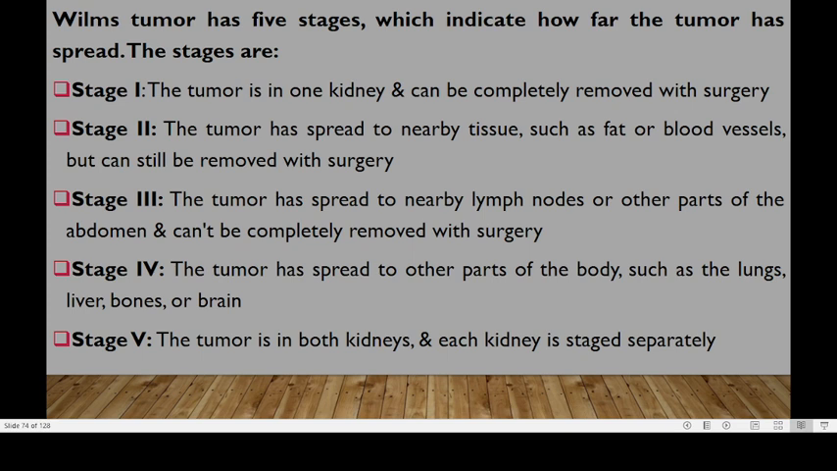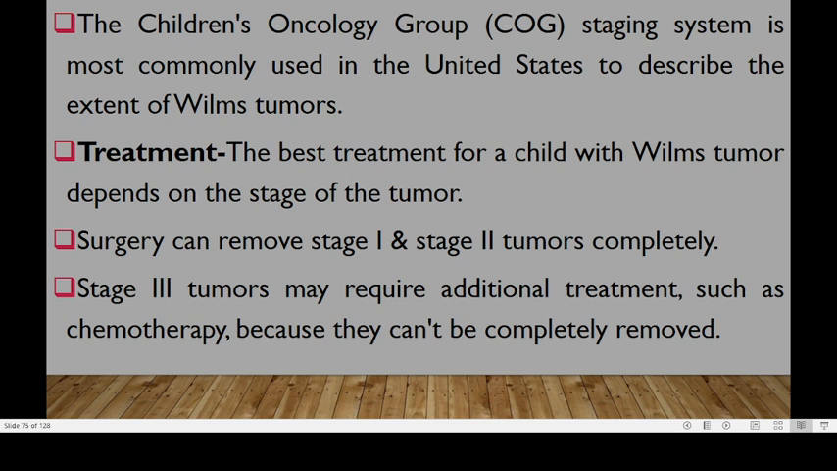For stage 5, the tumor has spread to other parts of the body such as lungs, liver, bones, or brain. Stage 5, which is the worst? The tumor is in both kidneys. Each kidney is staged separately from this.